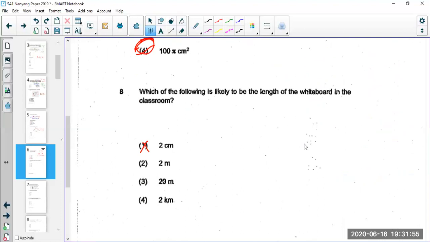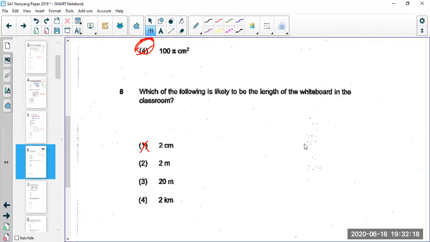Okay, what is 2 meter? That is the length of the whiteboard. 2 meter is about an adult's height. All right, maybe a man that is about 2 meter, a basketball player 2 meter. So that is the length of the whiteboard. But your classroom whiteboard is longer. Right, your classroom whiteboard may be about 3 meter. All right, but you have whiteboard that is about 2 meter also.